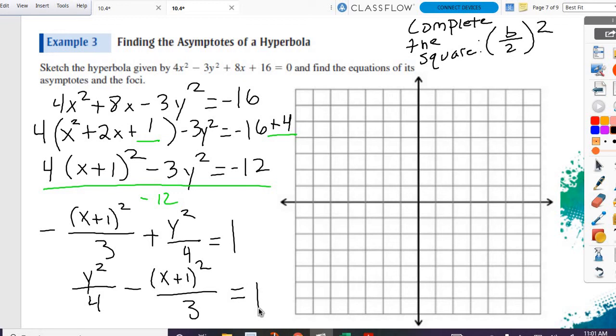So where is our center at? Almost. No. Negative 1, 0, because remember, we have to flip the sign. And this time, since my y is first, what direction are we going to go for our vertices? Vertical or up and down?